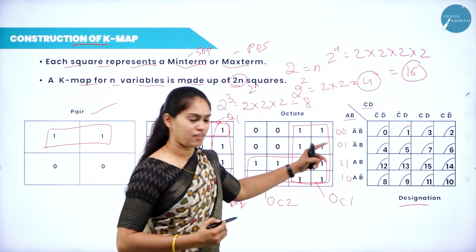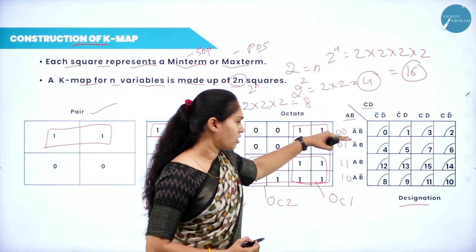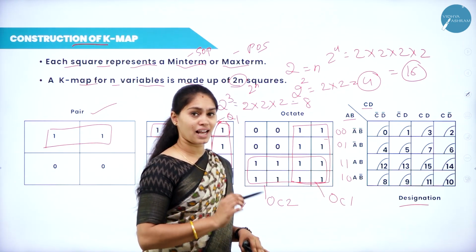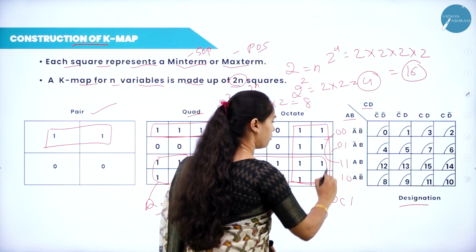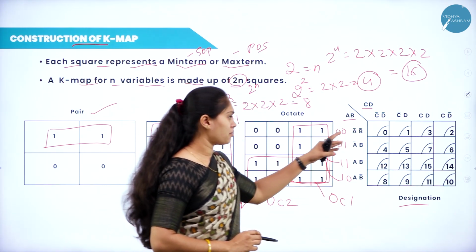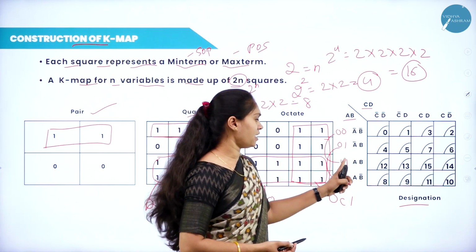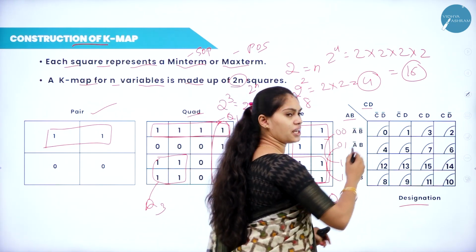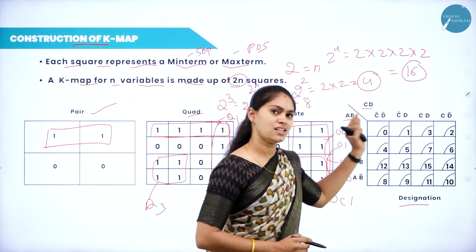It needs to be in the reflective form. I can't take double 0 and then immediately double 1, like 0 0, 1 1, 0 1, 1 0. It should not be like that. It should be in the reflective form. So A bar B bar, A bar B, then A B, A B bar. Then here, same thing: C bar D bar, C bar D, C D, C D bar.